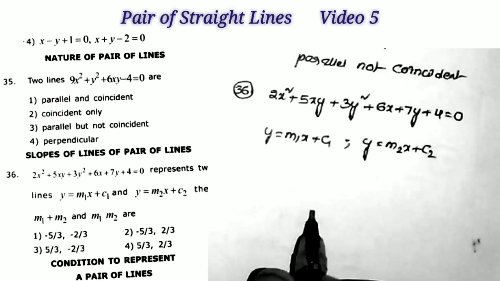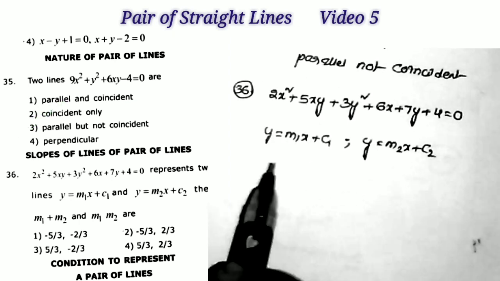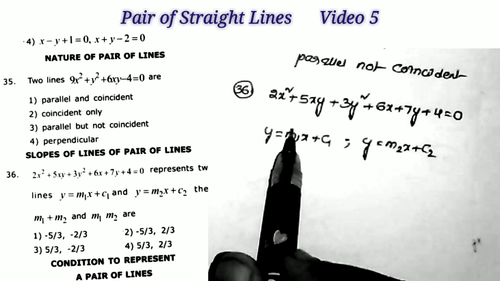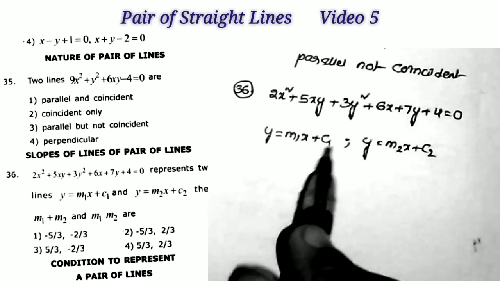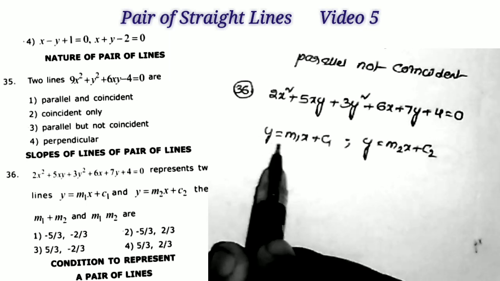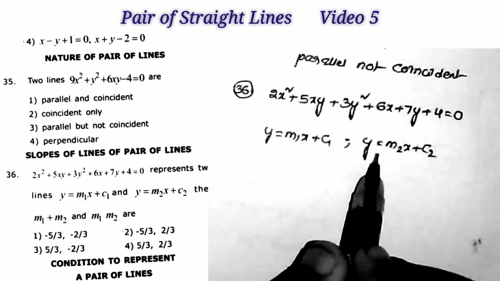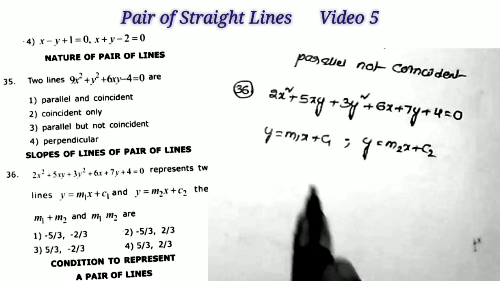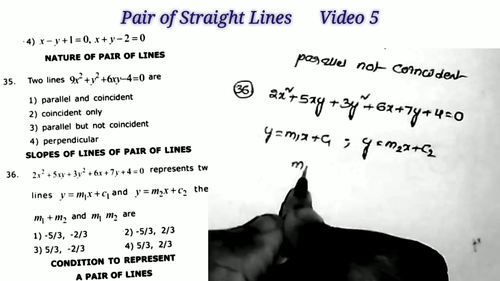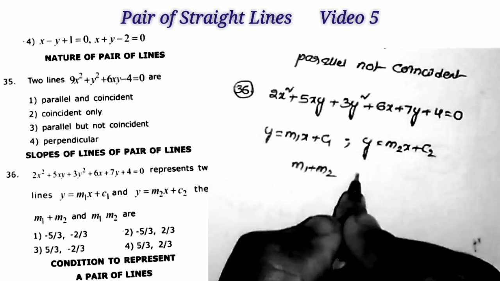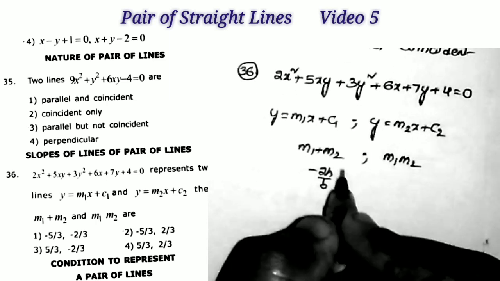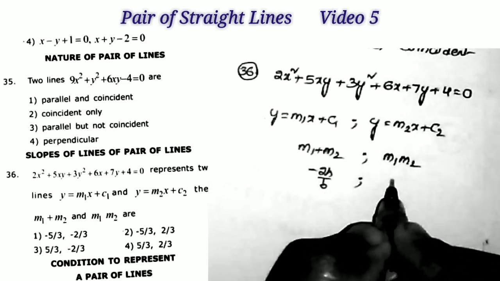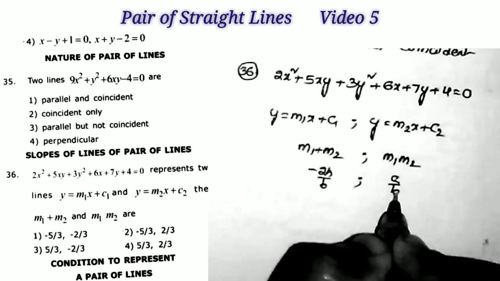Okay. Next problem, sum number 36. If the equation 2x square plus 5xy plus 3y square plus 6x plus 7y plus 4 is equal to 0 represents two lines, y is equal to m1x plus c1, y is equal to m2x plus c2, then what are the values of m1 plus m2 and m1 m2? Very easy, just write the formulas. The formula for m1 plus m2 is minus 2h by b, and m1 m2 is equal to a by b.